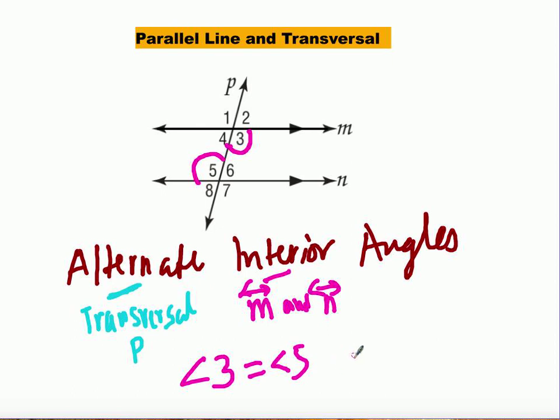That's one pair. And the other pair will be angle 4, which is congruent to angle 6 because they are also alternate. They're on two different sides of the transversal P, and they are interior angles. So angle 4 is equal to angle 6. So we have these two alternate interior pairs. Okay, so pause, take some notes, and then we'll move to alternate exterior angles.